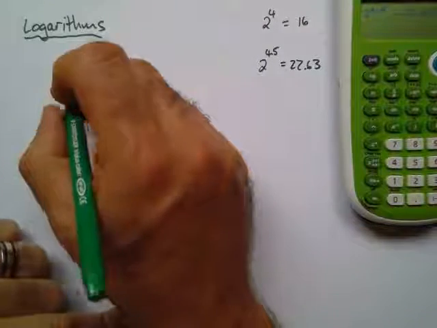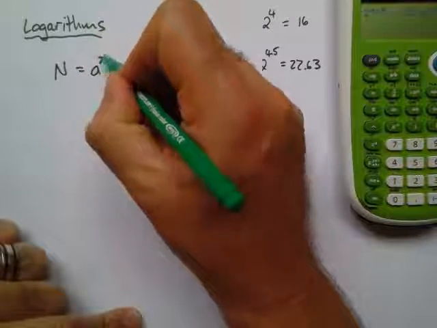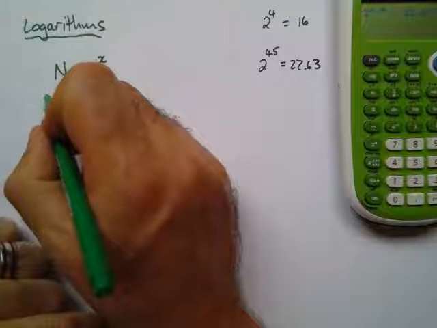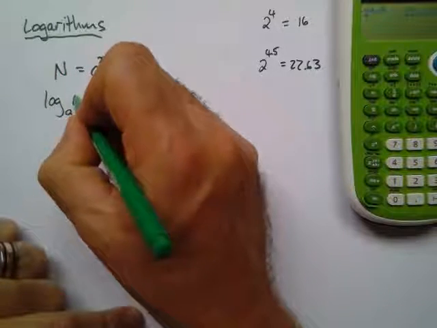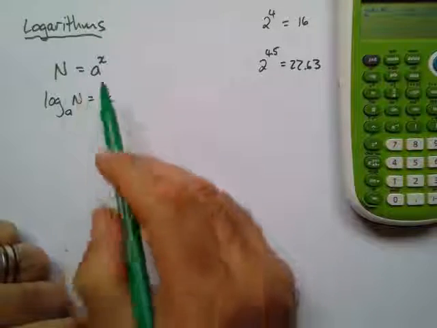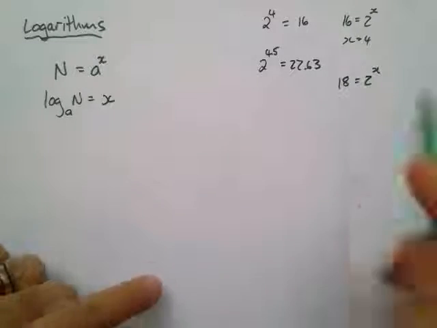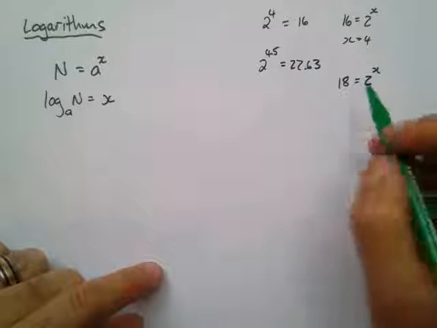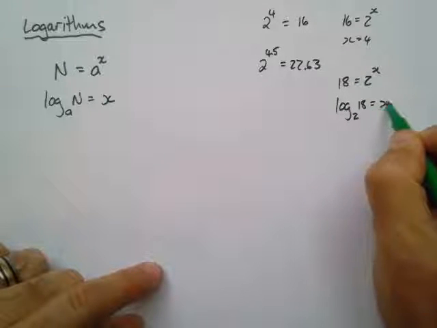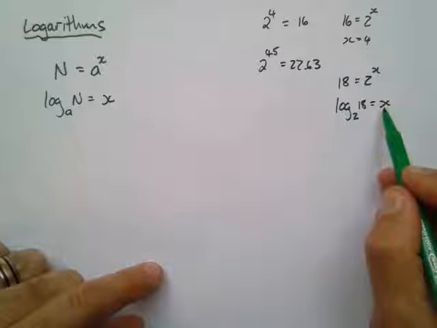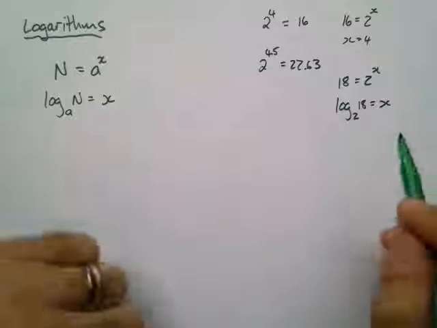What logarithms are is the following. If I have n equals a to the power x, I can rewrite this as the log, my base is a, of n equals x. So we can see that a log is nothing else than the exponent. That is what a logarithm is. Going back to the example, if I want to calculate this, I will say the log base 2 of 18 is x. That is how you'd say, I need to know what the exponent is if my base is 2 to get an answer of 18. That is what logs do.